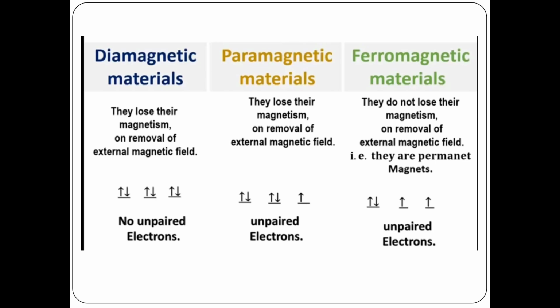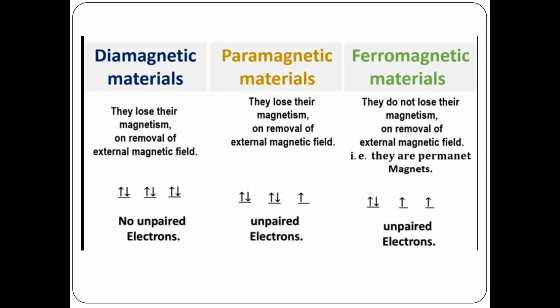The diamagnetic materials lose their magnetism on removal of the external magnetic field, and paramagnetic materials also lose their magnetism on removal of the external magnetic field, but in the case of ferromagnetic material they do not lose their magnetism on removal of the external magnetic field, that is, they are permanent magnets.